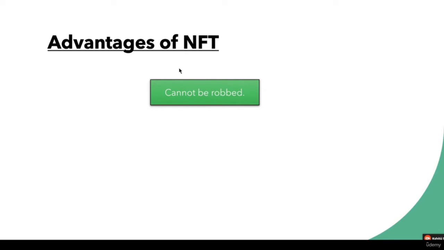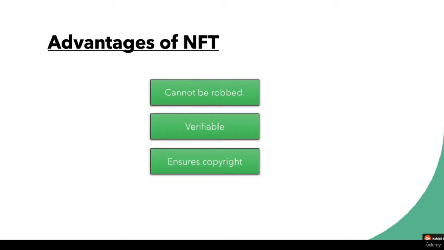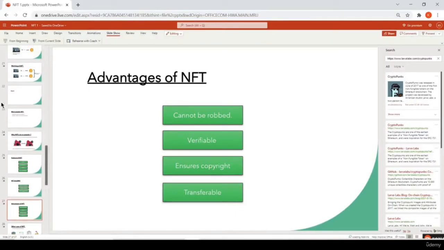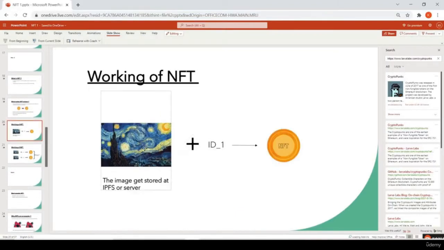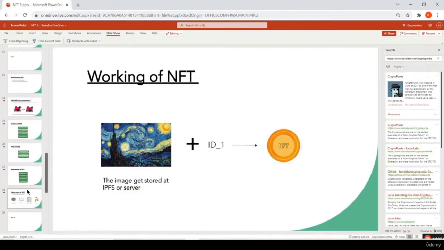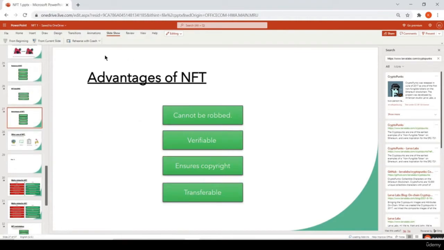Now if we talk about the advantages of NFTs, what are the advantages as compared to physical assets? That it cannot be robbed. This is because all the assets are in digital form. These are verifiable as we have already discussed, and it ensures copyright. Now suppose any digital item, let's say the photograph that we have taken in an example, if someone sells only this image, then multiple copies of it can be created. But as we have discussed, multiple copies of an NFT are not possible. What it does is it ensures copyright.